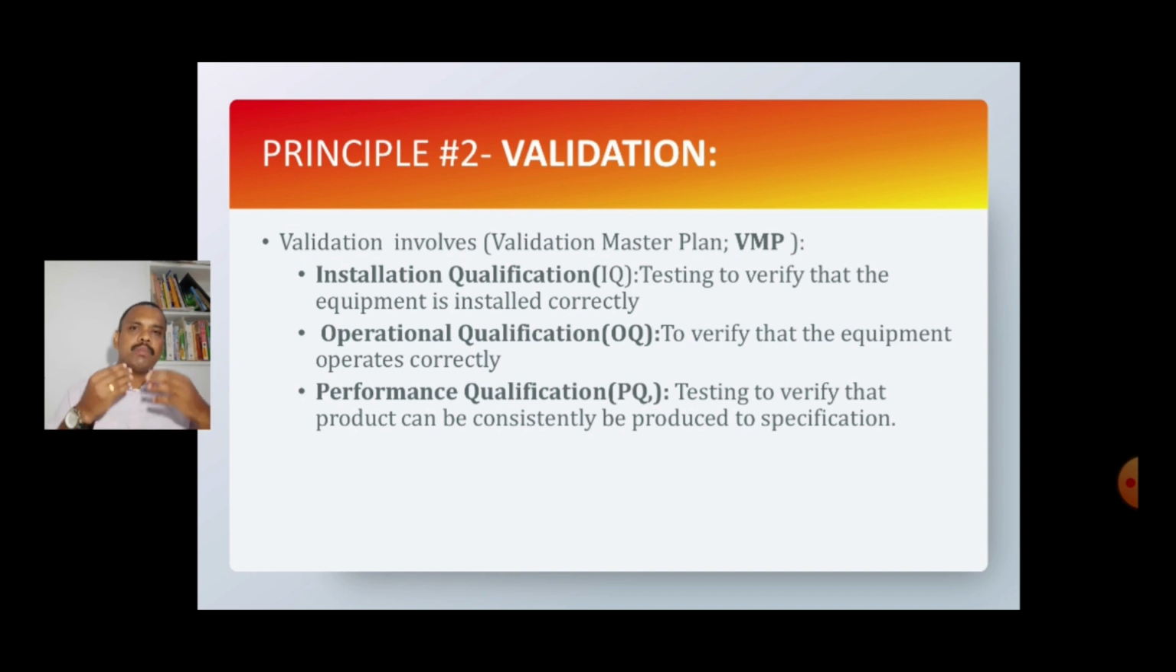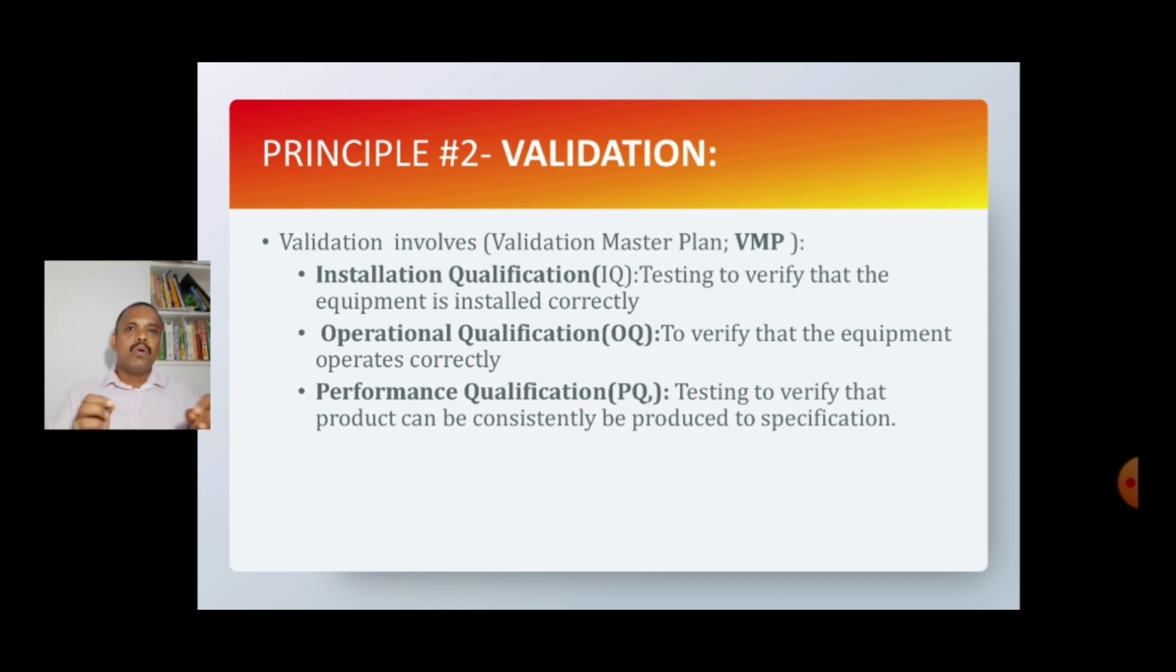According to the validation master plan, we need to carry out all the validation processes. The first one is installation qualification. It is nothing but when you are newly going to install an instrument or a facility, you will be testing to verify that the equipment is installed correctly. How do you need to check it?